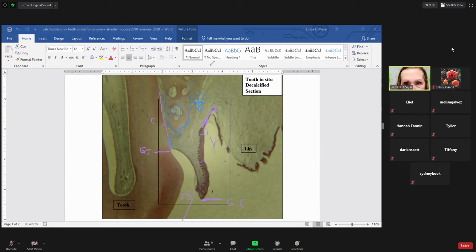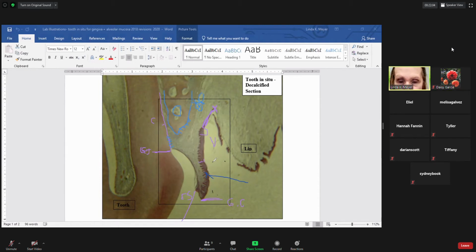If I just pointed to this and I said, is this the gingival epithelium of the gingiva, the alveolar mucosa, or is it the lamina propria of the gingiva or the lamina propria of the alveolar mucosa? What's the correct answer? Melissa? Can you repeat the question? I got like lost in the middle of it.